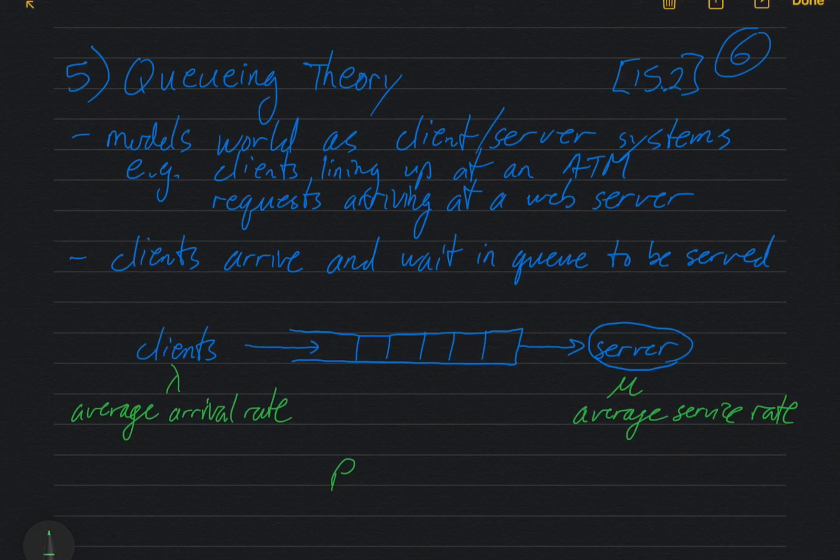We've got one more Greek letter here, rho, and that is equal to the average arrival rate over the average service rate. This is called the load factor. And this needs to be a number less than 1. If on average your clients are arriving faster than they're being served, then you're going to overrun your queue eventually.